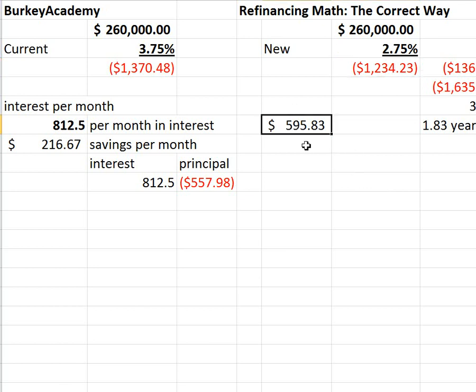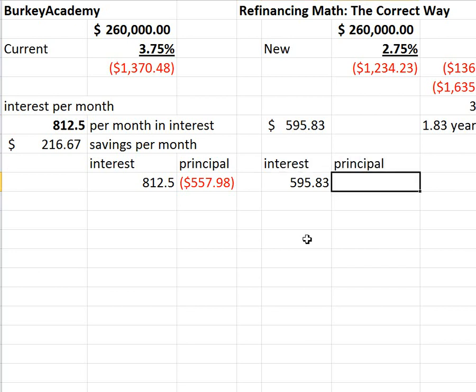There's the interest, so $595.83 is the interest. In the new situation, how much are we paying down in principal? Well, equals, see how much is left.